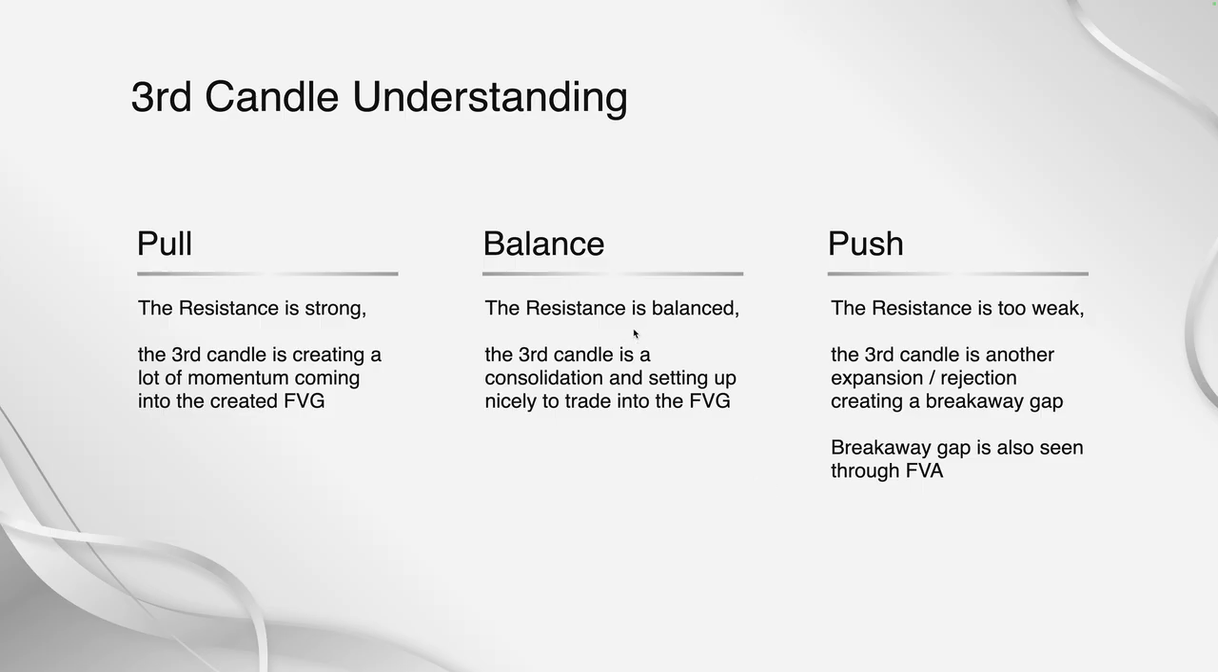Then balance right there. Balance is the nicest one, as in it's the one we want to work with the most, ideally. It's the utopia version. The resistance is balanced, so you don't have a strong pull, you don't have a strong push. Now, if the resistance is balanced, the third candle is a consolidation and setting up nicely to trade into the fair value gap. So what does this look like?